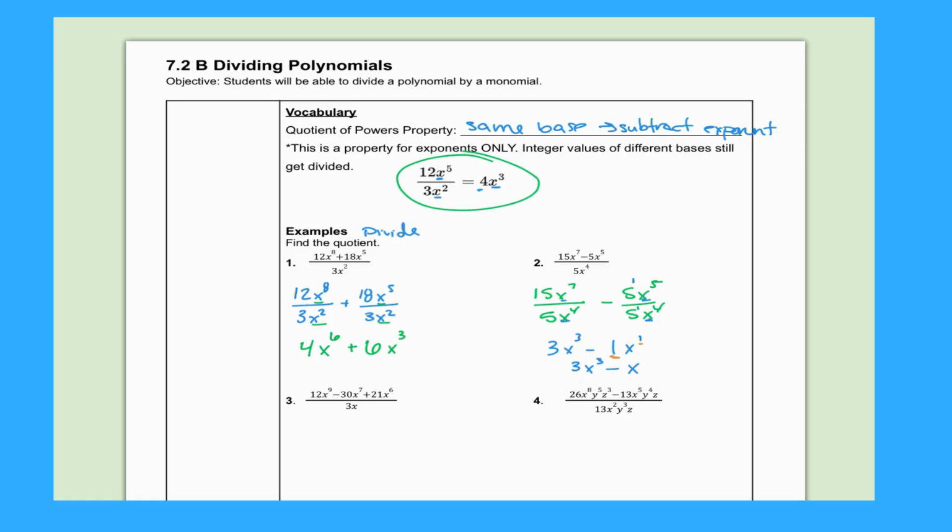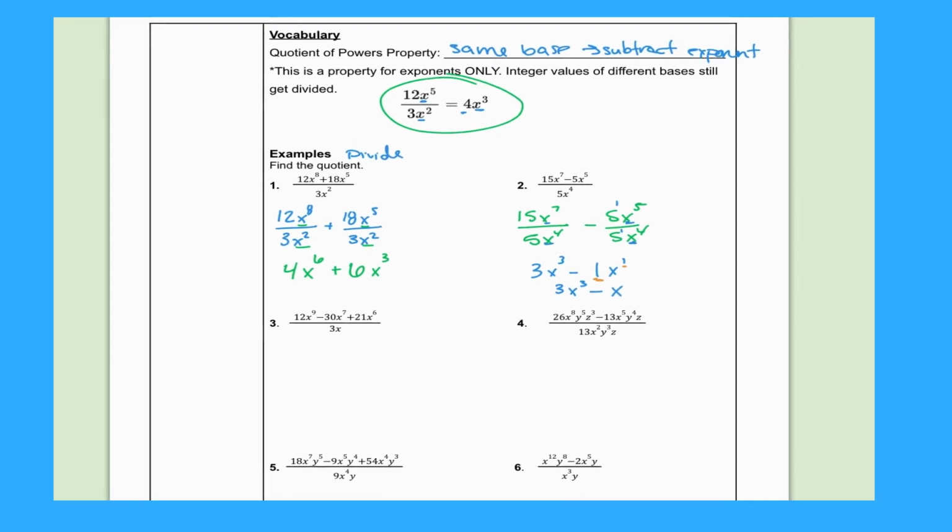Okay, number 3. So we have 3 terms in the numerator. Again, we're just going to divide each of those by the denominator. So I'm going to set this up. First term divided by the denominator. I'm going to bring down that minus sign. Second term divided by the denominator, bring down that plus sign, and last term divided by that denominator. And then we're just going to follow that step for each one of these.